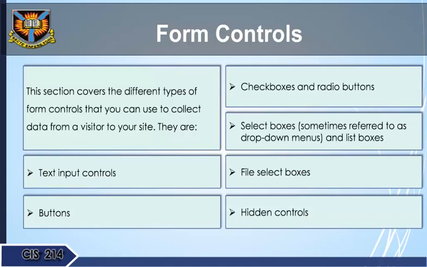Form controls. This section covers the different types of form controls that you can use to collect data from a visitor to your site. There are text input controls, buttons, checkboxes and radio buttons, select boxes, sometimes referred to as drop-down menus and list boxes, file select boxes, and hidden controls.